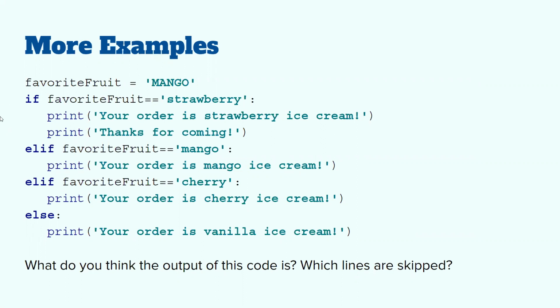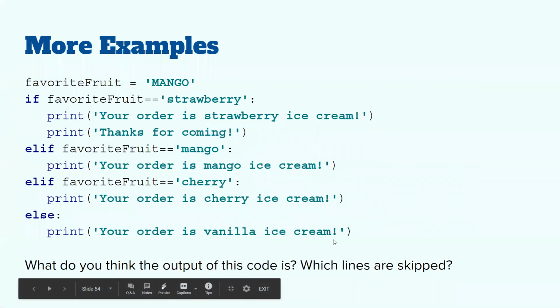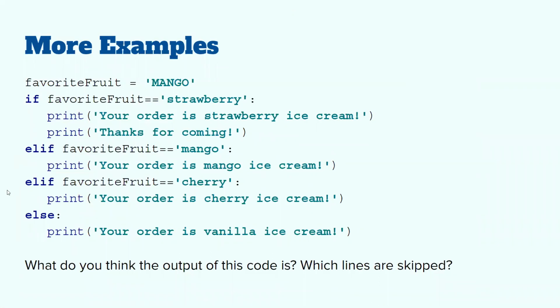The only code that executes here is your order is vanilla ice cream, because everything above it is false. All three of these statements end up false because, well, obviously mango is not equal to strawberry, but when you get to capital MANGO equals lowercase mango, that's actually false. So then that won't execute, and this is obviously false as well. So the only code that executes is the else here.